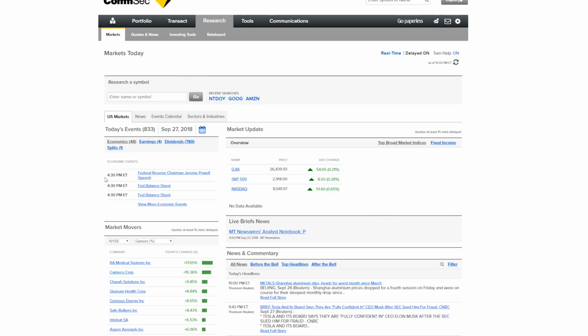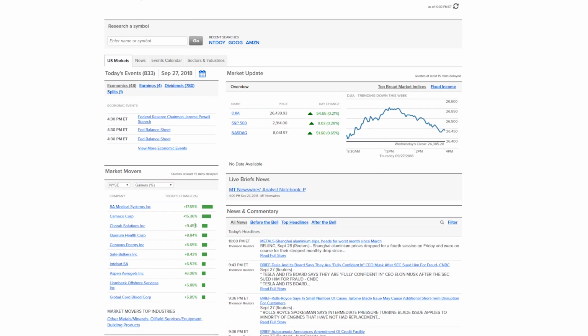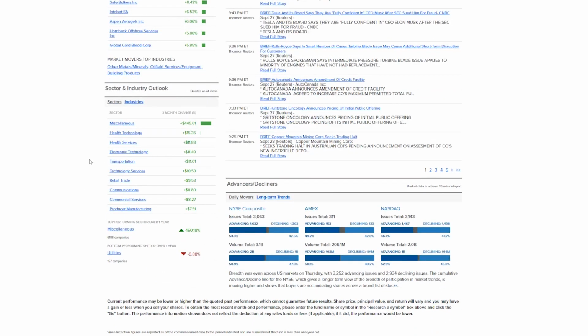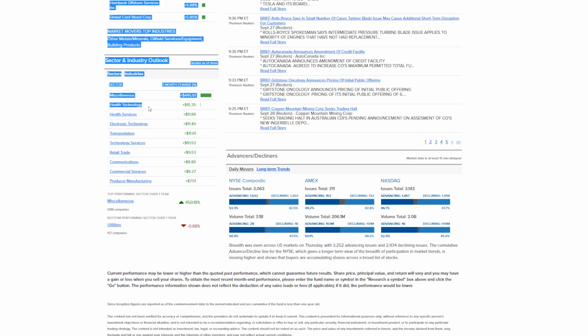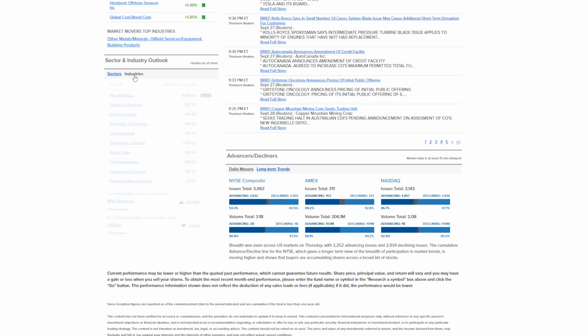Under research, you're going to have the US markets, and similar to most stock exchanges, there are main sectors that they're broken down into. You've got health technology, health services, electronic technology, transportation, retail, communications, producer manufacturing. I think the sectors are slightly different.